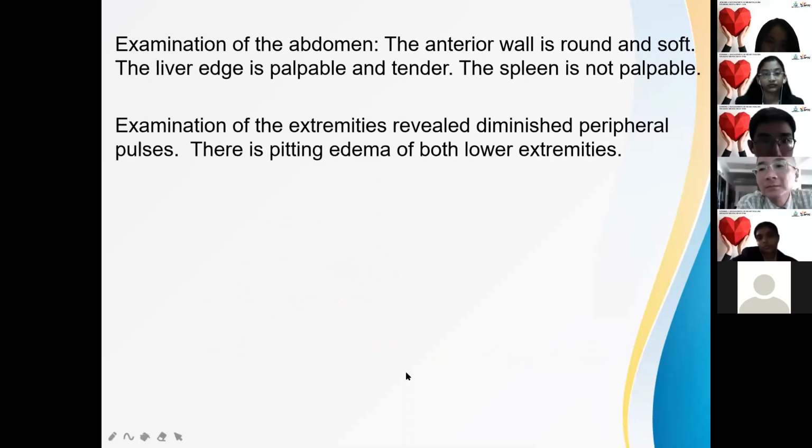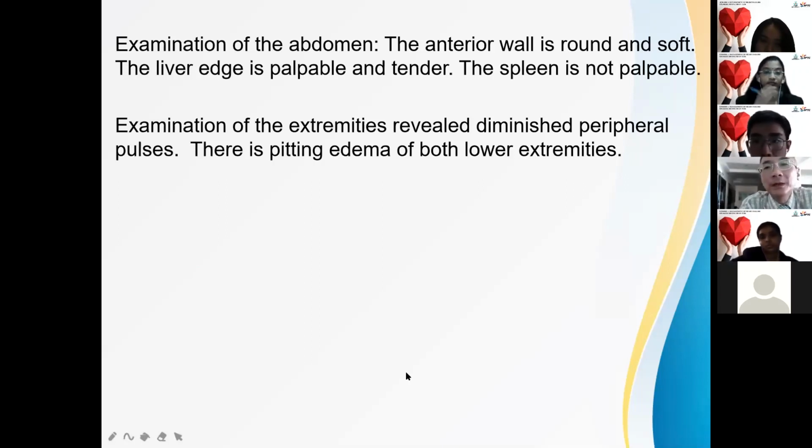Examination of the abdomen. The anterior wall is round and soft. The liver edge is palpable and tender. The spleen is not palpable. Examination of the extremities reveals diminished peripheral pulses. There's pitting edema of both lower extremities. Right. Now, what does this mean?